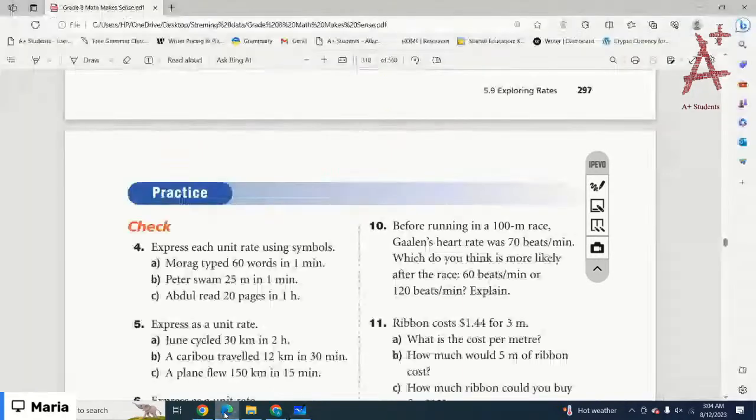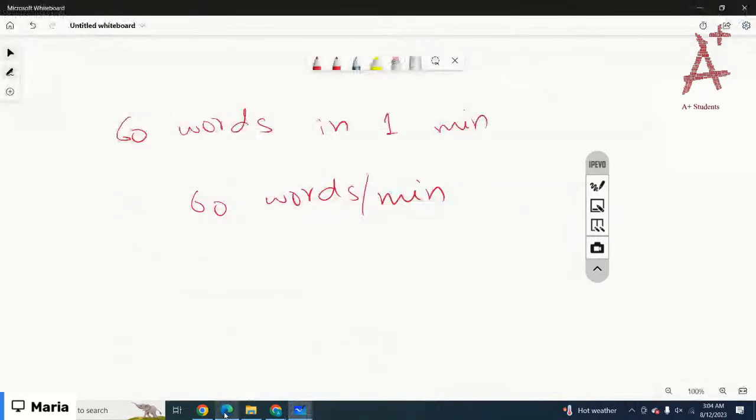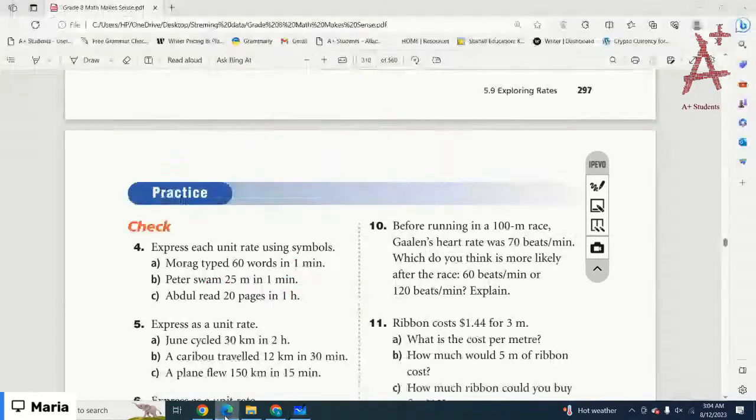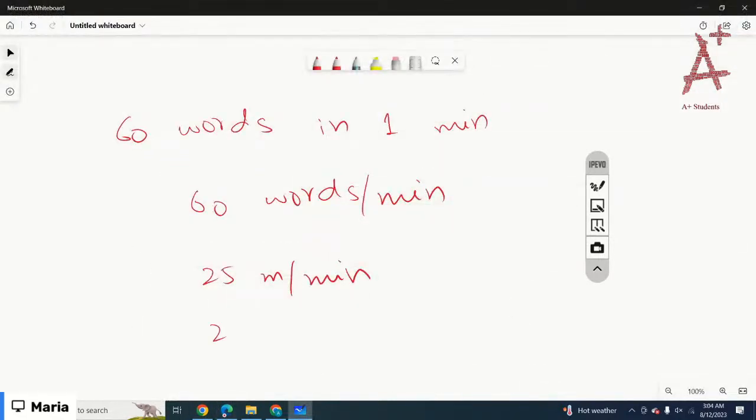Okay, the next one is Peter swam 25 meters in 1 minute. So you can write 25 meters per minute. That means in 1 minute he can do 25 meters, right? The third one is Abdul read 20 pages in 1 hour. So 20 pages per hour, right? Okay, let's just start with the next question.